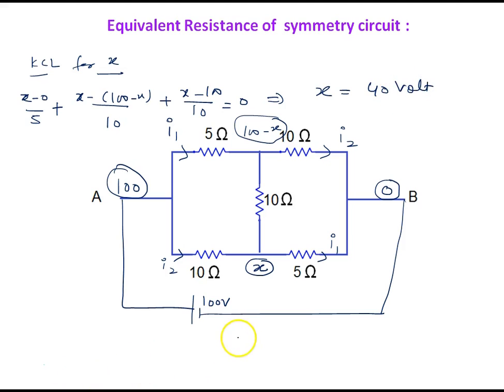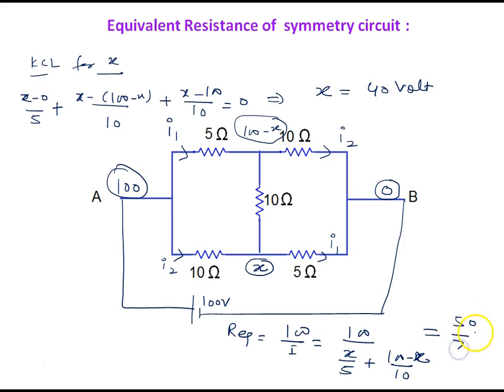Now I require the equivalent resistance. Let me write here R equivalent is net voltage upon net current in the circuit, 100 upon I. I is equal to I1 plus I2. For I1, what is the voltage difference? X upon 5. For I2, it is 100 minus X upon 10. You put the value of X and calculate yourself. Finally you will get the result that I am writing here, that is 50/7 ohm.